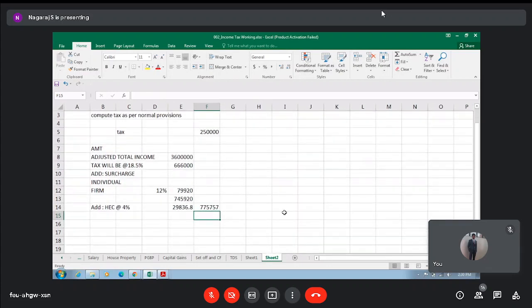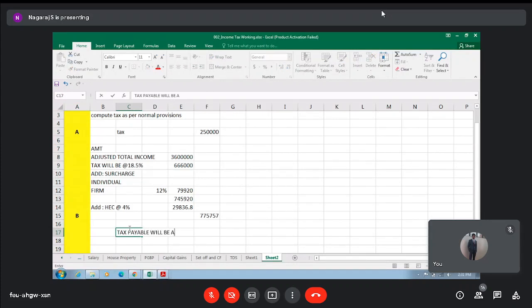Yes, sir. You guys can see now clearly. I will call this one as A for my reference. I am calling this one as A. I am calling this one as B. Tax payable will be A or B. Tax payable is A or B. A is this one, B is this one, A or B, whichever is higher.